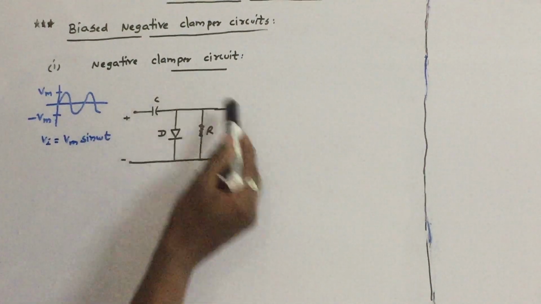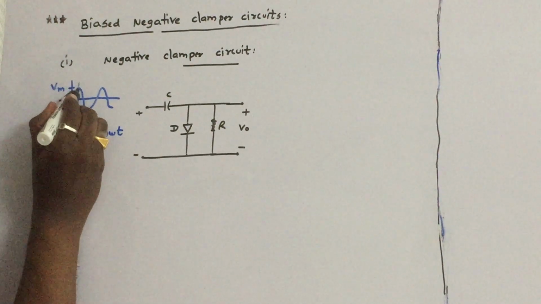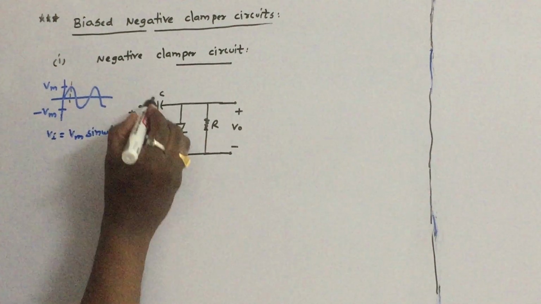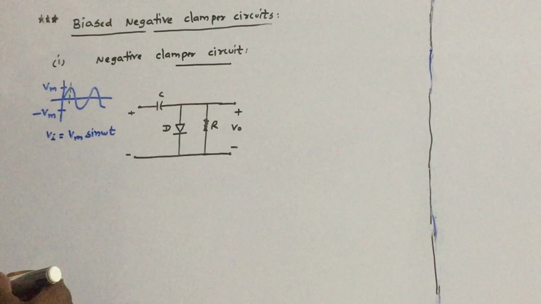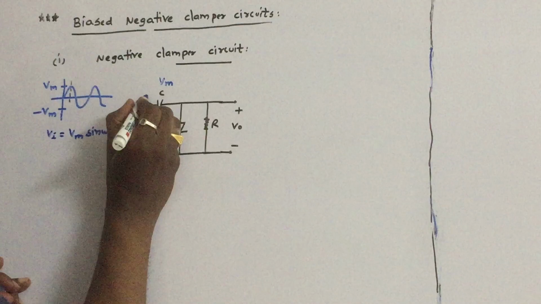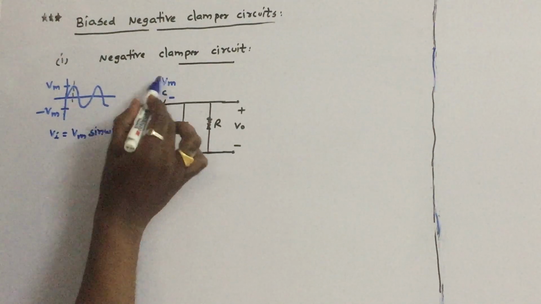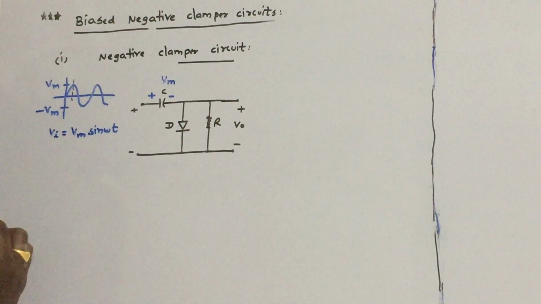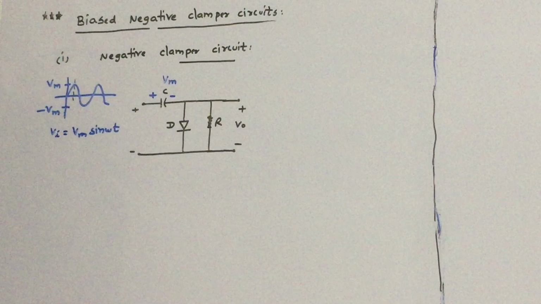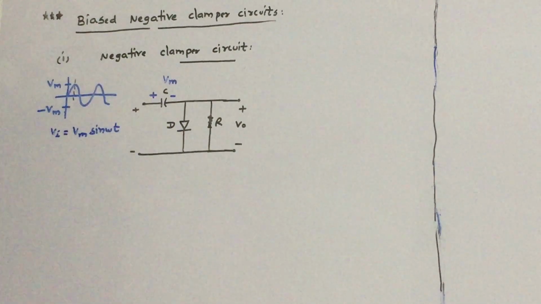The operation of this circuit is very simple, as explained previously. During the first quarter cycle of input, the diode gets forward biased. Therefore the capacitor quickly charges to the voltage Vm with polarity like this. Once the capacitor gets charged to its peak voltage Vm, the capacitor voltage remains fixed during the subsequent cycles because the diode will not allow the capacitor to change its voltage.